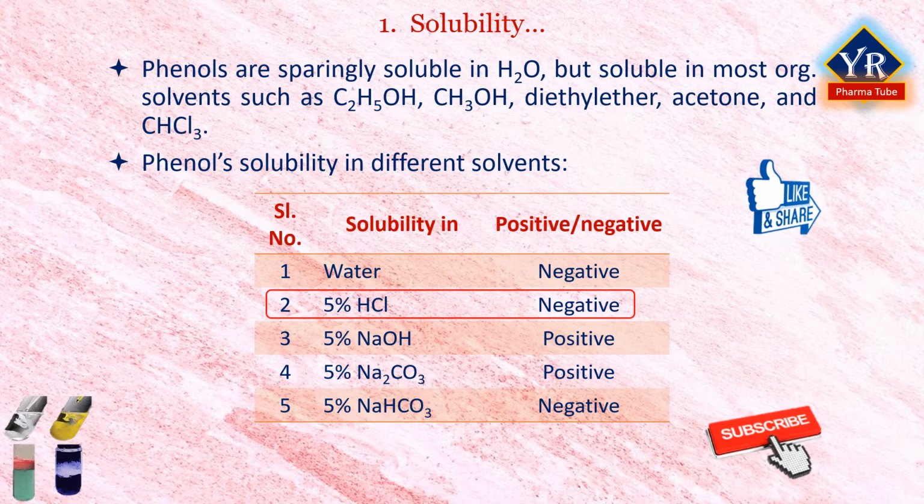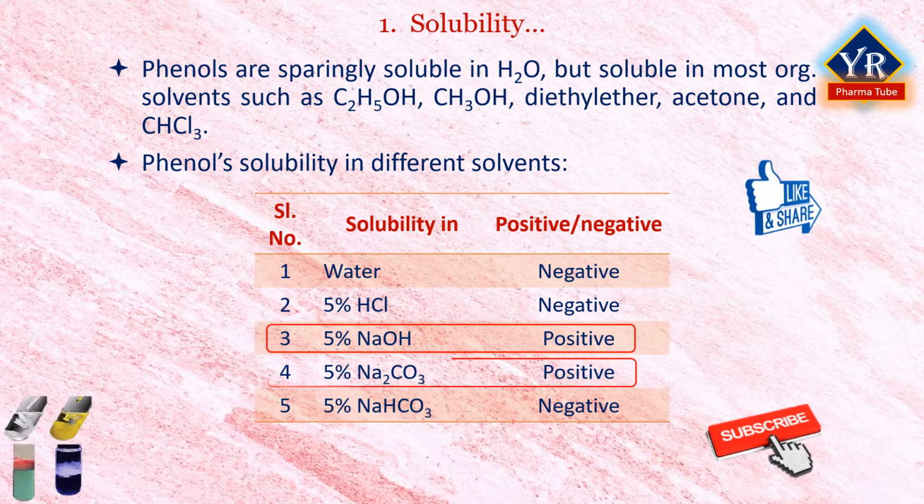Solubility in 5% hydrochloric acid. Phenol dissociates to form phenoxide ion. As phenol is a weak acid, the equilibrium lies to the left, that is, phenol remains primarily in undissociated form. In acidic solutions, the equilibrium remains unaffected and also phenol remains unaffected.